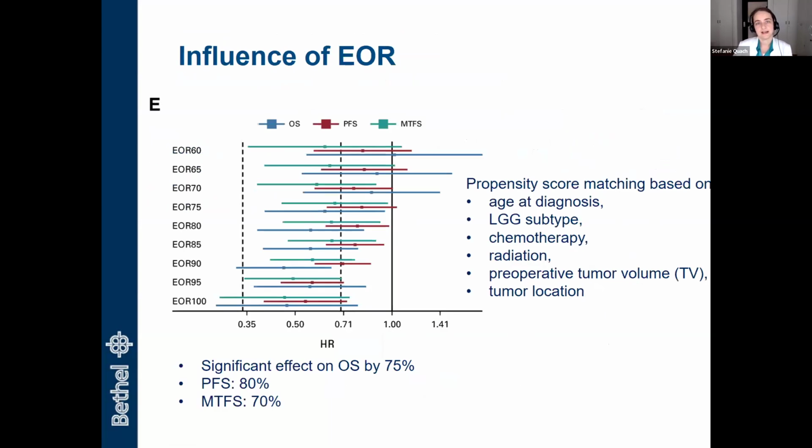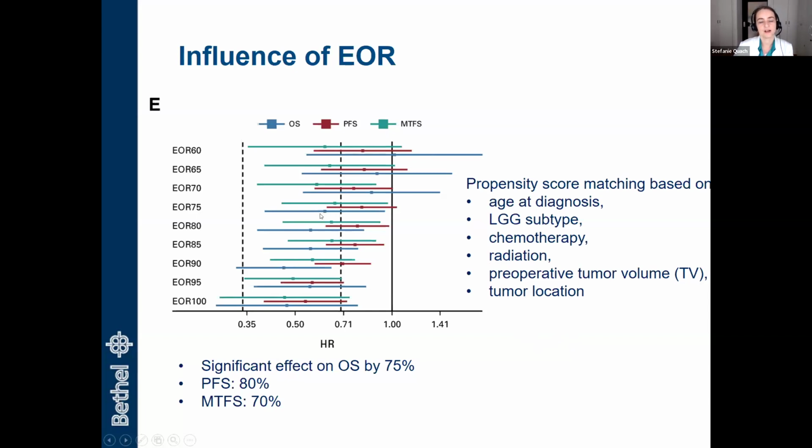To come back to the extent of resection, they also did a propensity score analysis to mimic a prospective study where they matched the patients from all cohorts depending on age at diagnosis, tumor subtype, therapy, preoperative tumor volume, and tumor location to kind of exclusively investigate the influence of the extent of resection. And you can see that both for overall survival, progression-free survival, and time to malignant transformation, there is an incremental effect of an increased extent of resection.